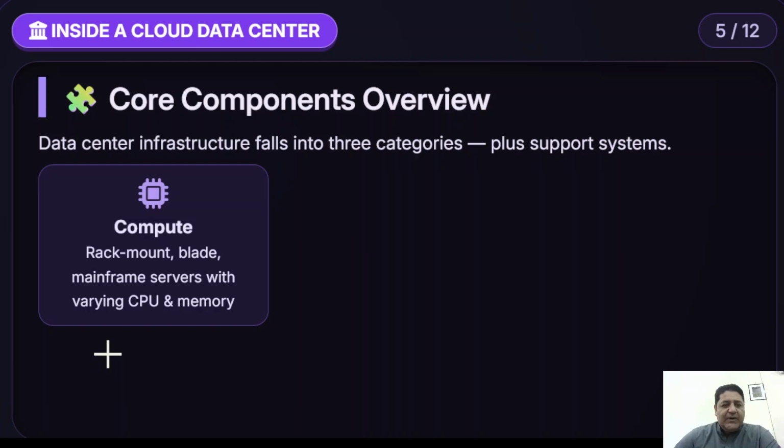So the core components are three actually, and the first one is computation. So computation क्या है? Basically हमारे पास servers होंगे. ये servers हमारे पास different types के हो सकते हैं, but in short this is your computing power, this is your servers, these are your processors actually.